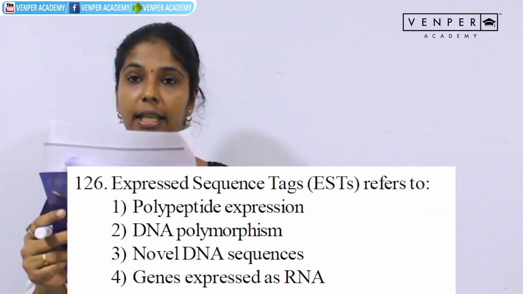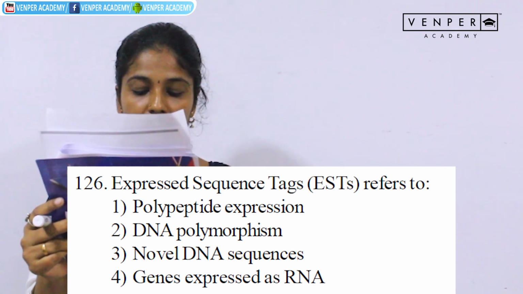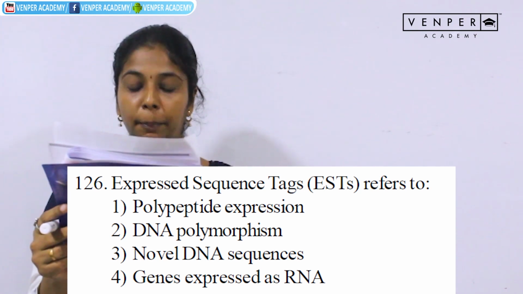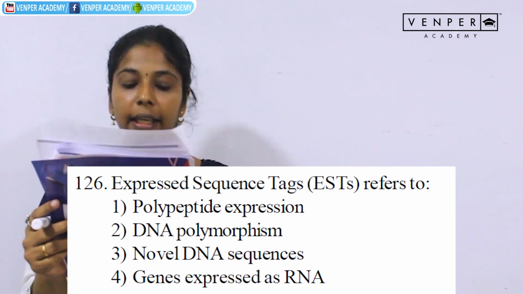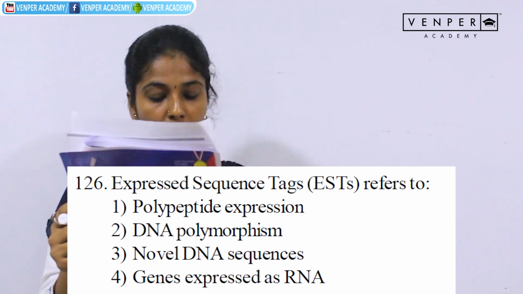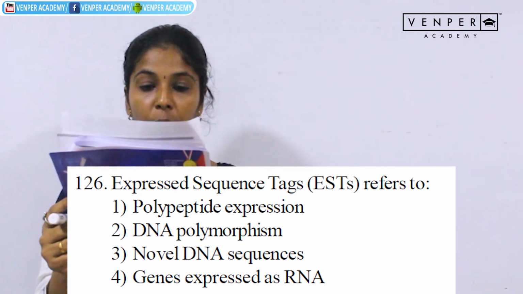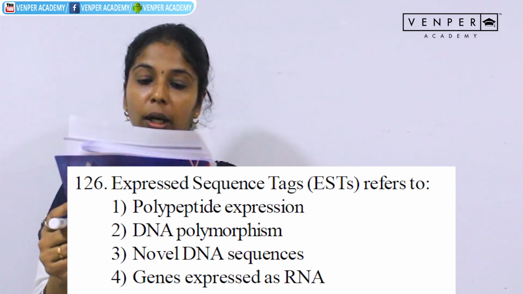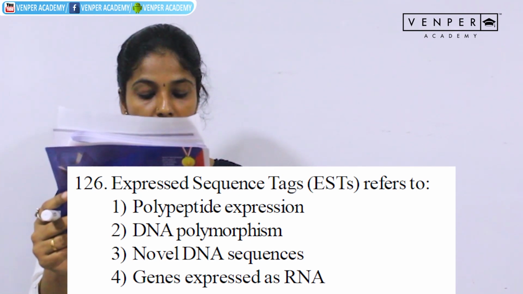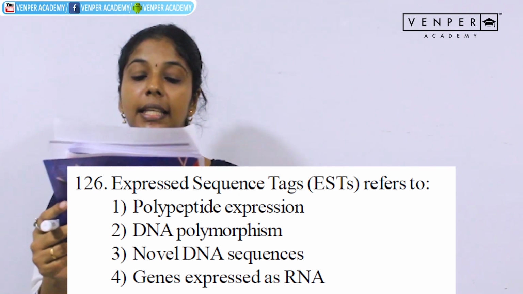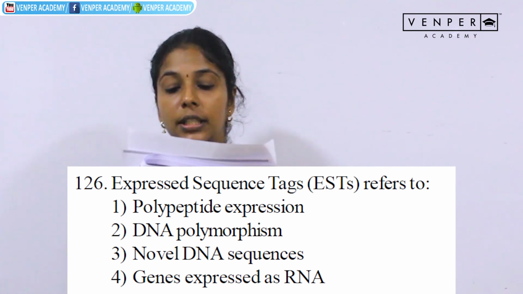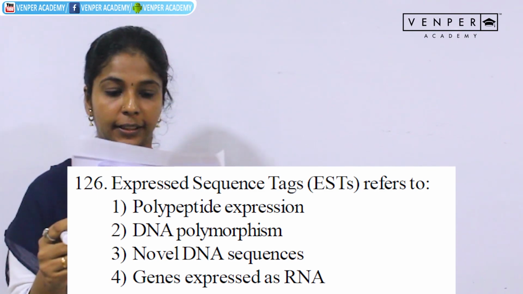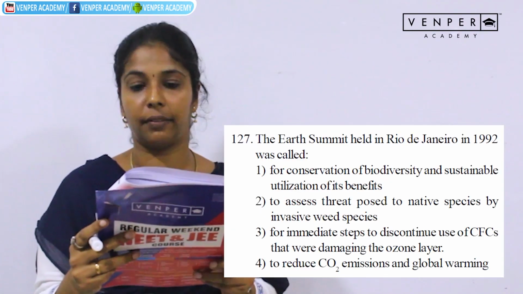Question number 126. Expressed sequence tags, ESTs, refers to? The options are option number 1, polypeptide expression, option 2, DNA polymorphism, option 3, novel DNA sequences, option 4, genes expressed as RNA. The right answer for question number 126 is option 4, genes expressed as RNA. It is an approach focused on identifying all the genes that are expressed as RNA, which is referred to as expressed sequence tags.